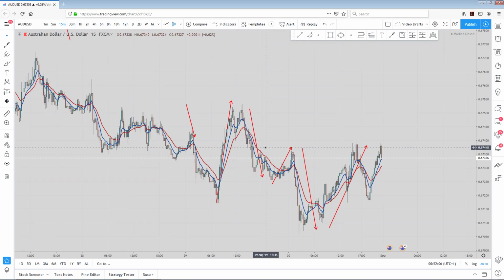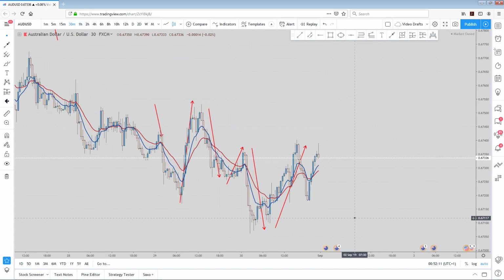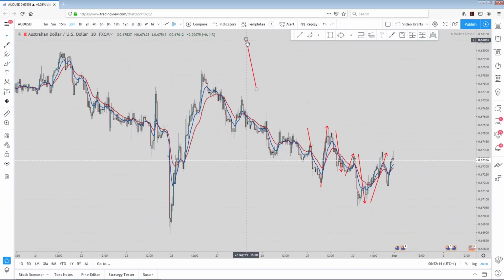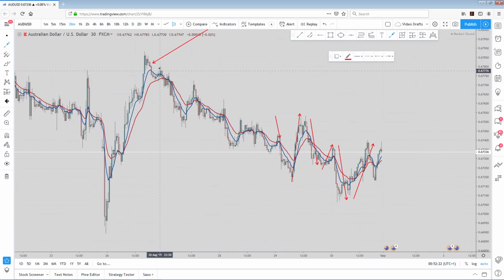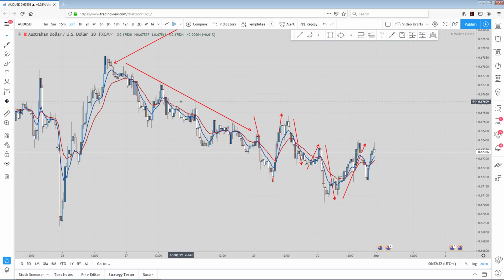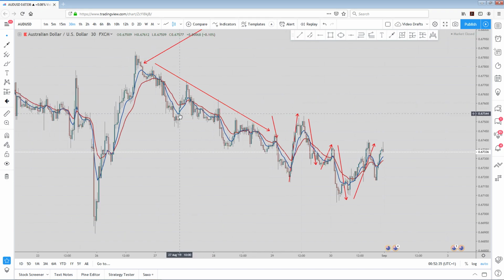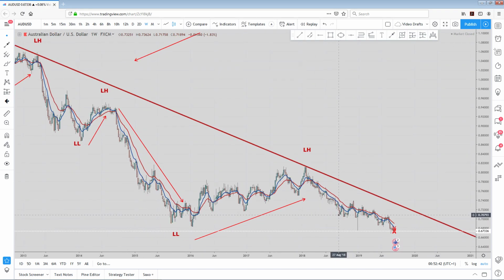We can look at the 15 and 30-minute chart, and I do that. I look at the 30-minute chart when I'm in a trade. Say if I decided to sell here based on my higher time frame analysis, I would come to the lower time frame and just make sure that structure is being followed. Look, it's making a lower low, lower high, lower low, lower high. I come down to the lower time frame when I'm in a trade, and I'm going to come back and show you guys how to use the lower time frame.